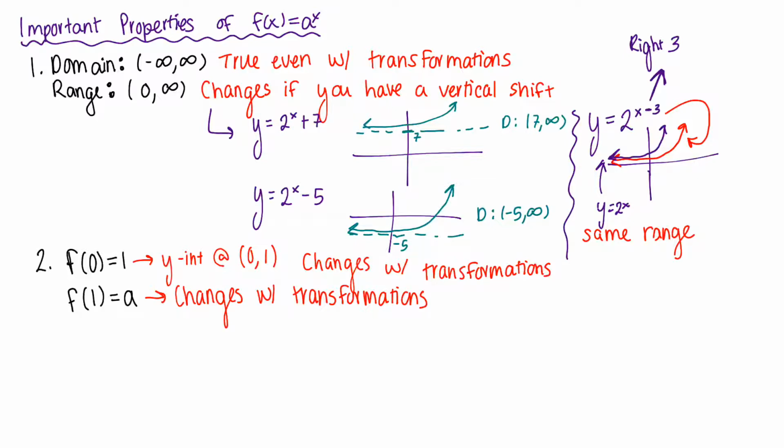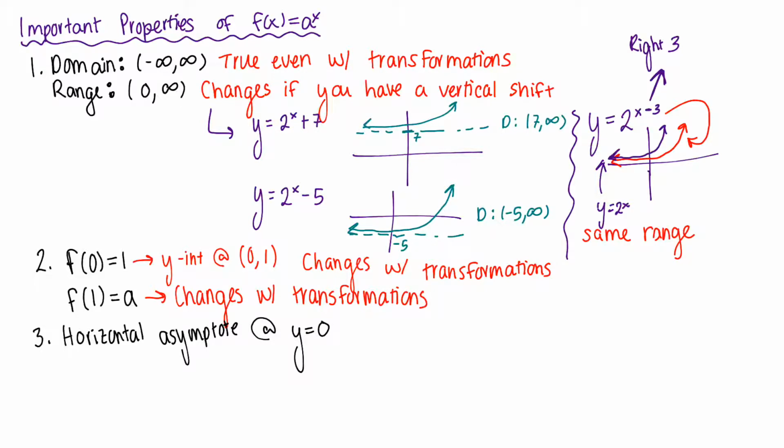Third property: as long as you have the base function, f of x equals a to the x, there's a horizontal asymptote at y equals 0. We noticed that on both the graphs.